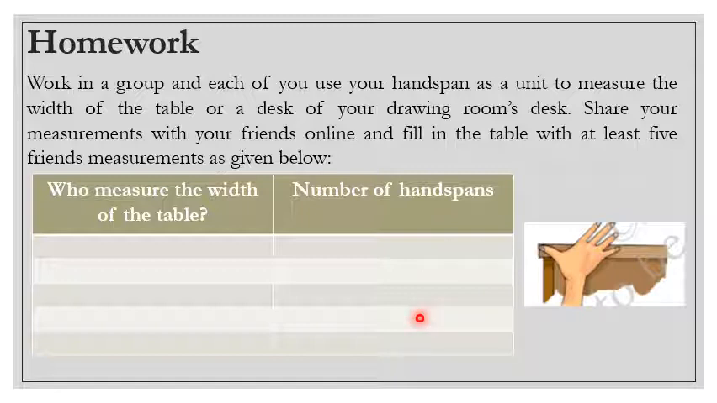You need to write that here, because not everybody's hand span will be similar. Some of your hand spans will be longer, some shorter, depending upon the size of your hand. Whatever it may come, you just have to measure the width of the table. Write the names of your friends. All of you would have measured, right? You can discuss with your friends and write their names here, and how many hand spans were required for them to measure the length. Okay, so that will be the homework for you.